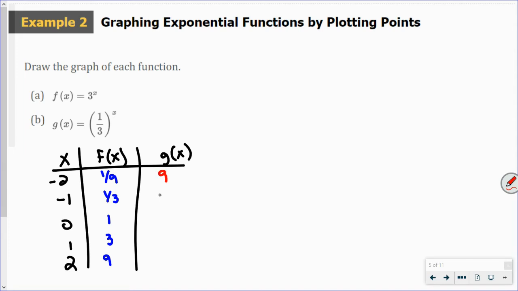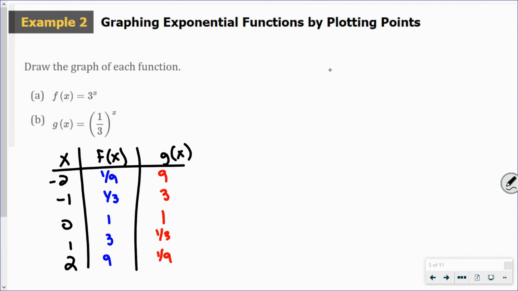1/3 to the -1 would be 3. 1/3 to the 0 is 1. 1/3 to the first is 1/3. And then 1/3 squared is 1/9. So you can see here that these just flip-flopped. Okay, the 1/9 here came down here. The 3s switch spots. Oops, this should be a 1, not a 0.